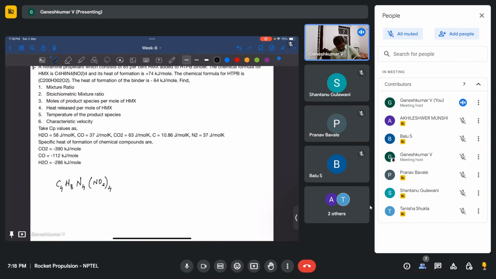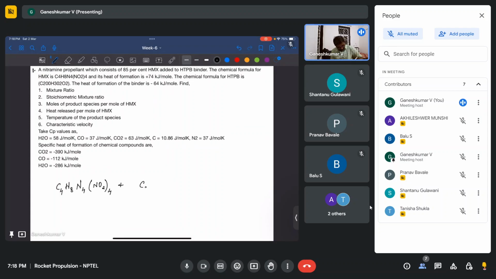C4H8N4O8 plus HTPB binder, which is C200H302O2. They didn't give any products. What they also told is that 85% of HMX is added to the HTPB binder. So HMX would be kind of like particles, and the binder is nothing but a polymer which binds all this.